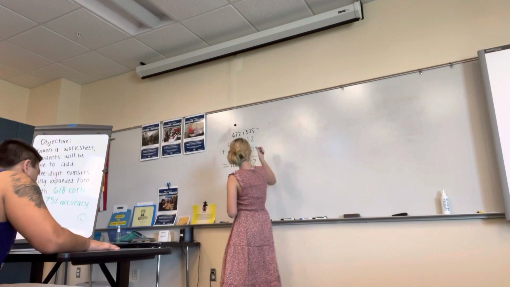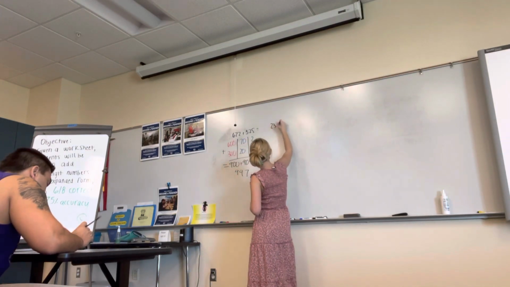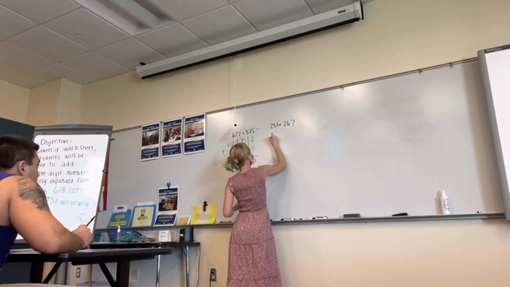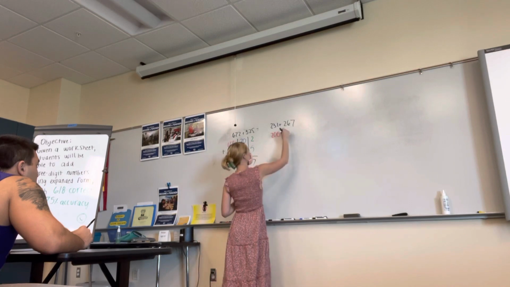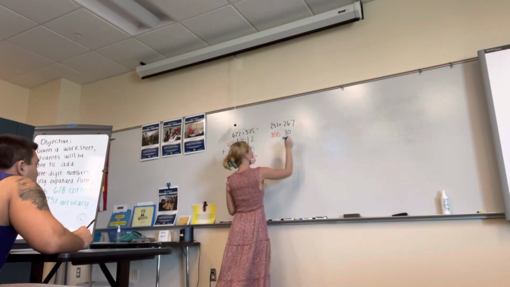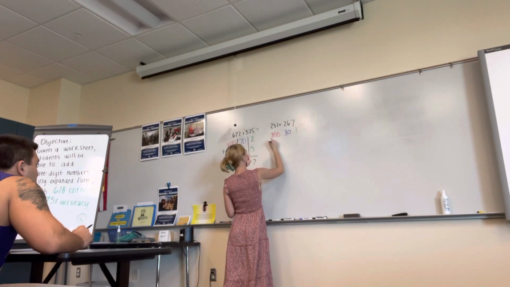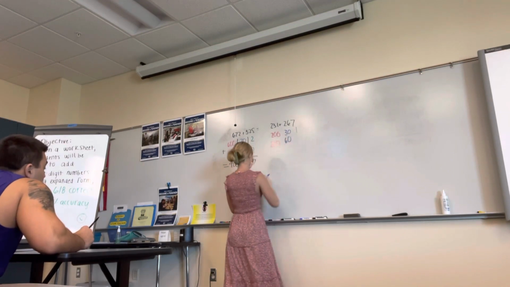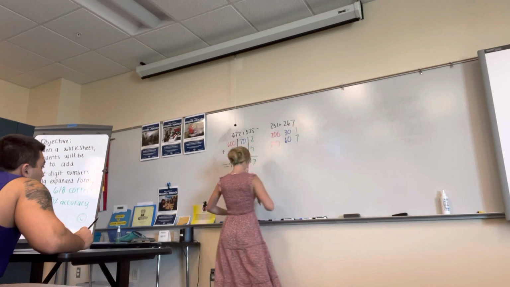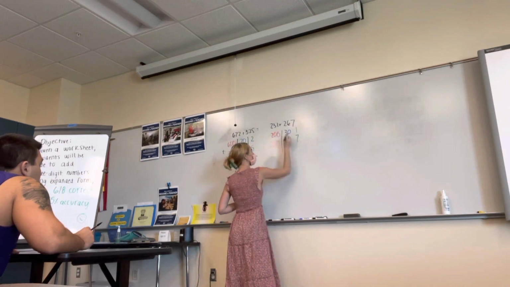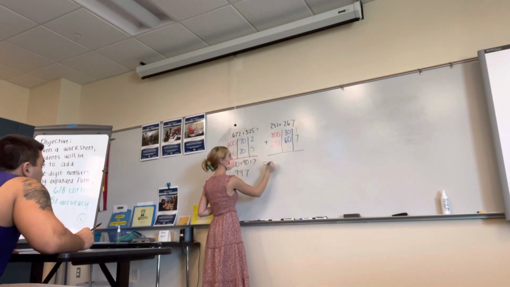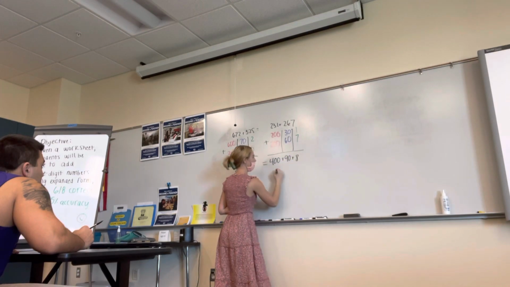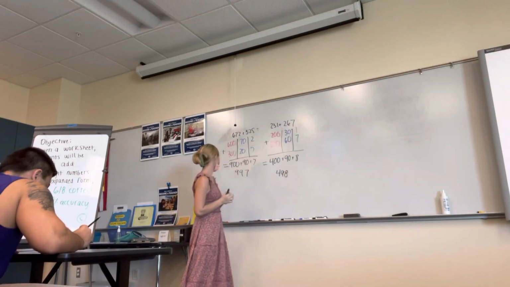Can someone read aloud our next one? 231 plus 267. Okay, so 231 plus 267. This is already done for you. You should have got 400 plus 90 plus 8, 498. So you should have got 498 for the second one.